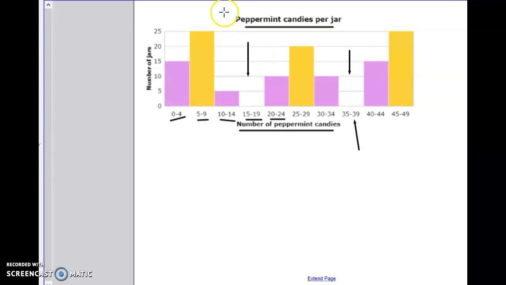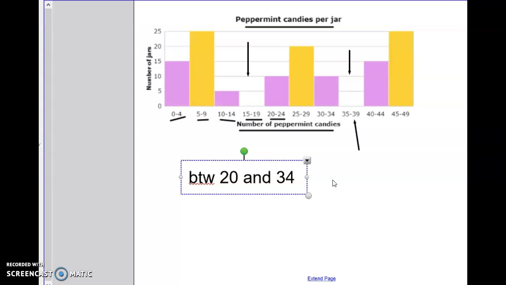Okay, so let me ask you a couple of questions about this one and we will be done. How many jars had between 20 and 34 pieces of candy? That would include all 3 of these intervals. So 10 jars had 20 to 24, 20 jars had 25 to 29, and 10 jars had 30 to 34. So you would add all those up, 20, 30, and you would get 40 jars.